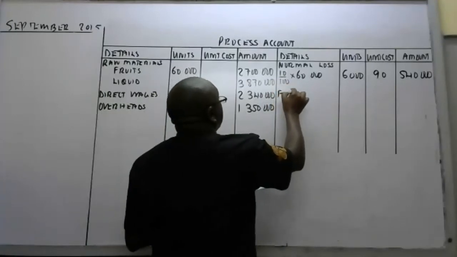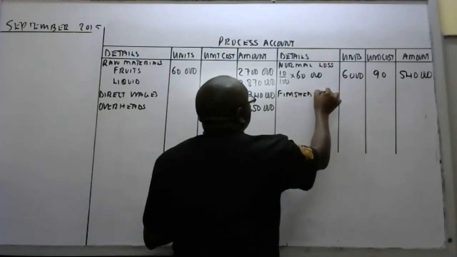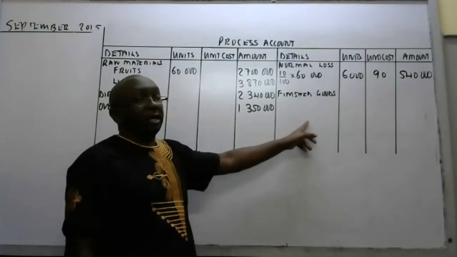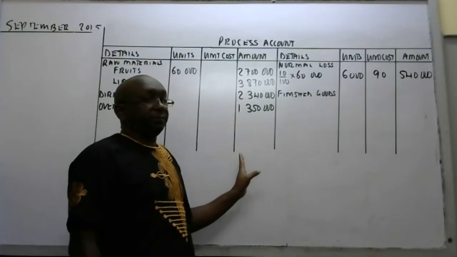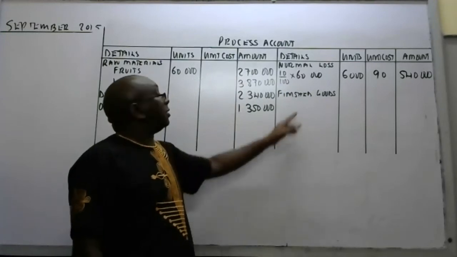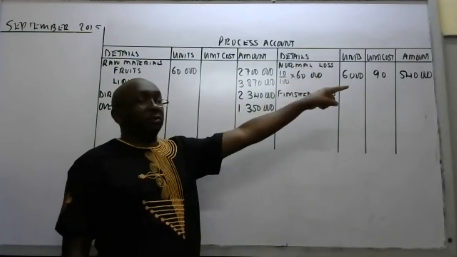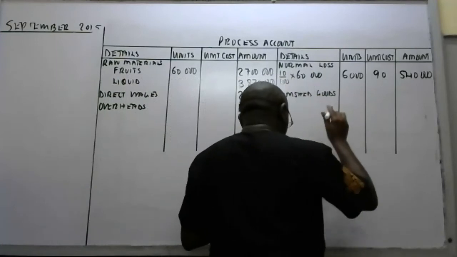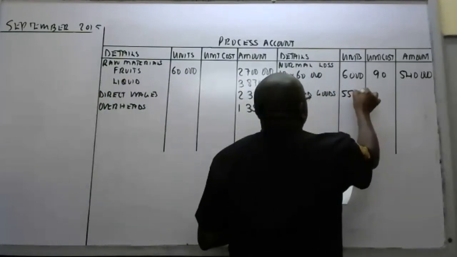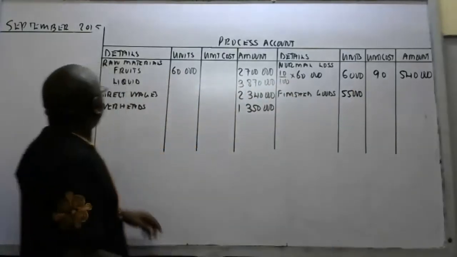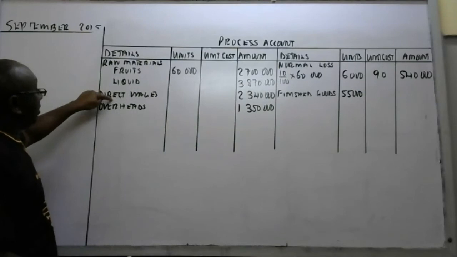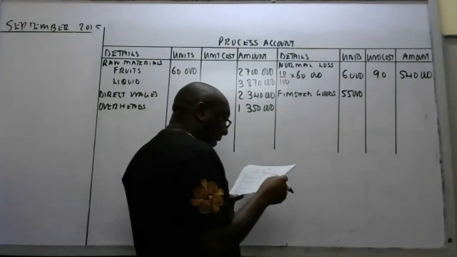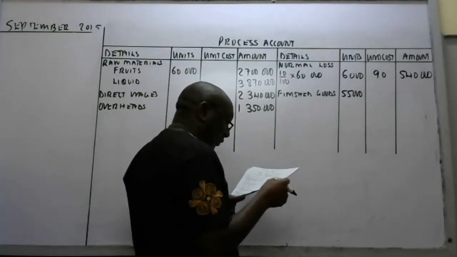So finished goods. Now this process account becomes a work in progress. Remember that with work in progress, the finished goods we put here then go to the finished goods account. So you put the raw material and wages. The company applies a margin of 40%.